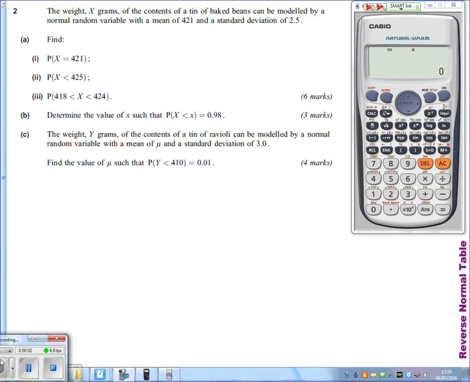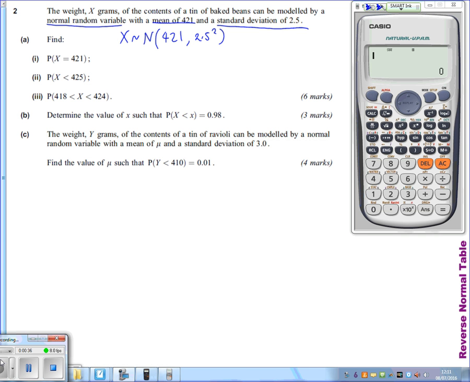This is question 2 on the June 2013 Q2 paper for S1. So we've got a normal distribution question here. The weight x of the contents of a tin of baked beans can be modelled by a normal random variable, and I've got a mean of 421, standard deviation of 2.5. So I'm going to write that as x is distributed normally, mean 421, and then standard deviation. So I always put my variance in there, so standard deviation squared.